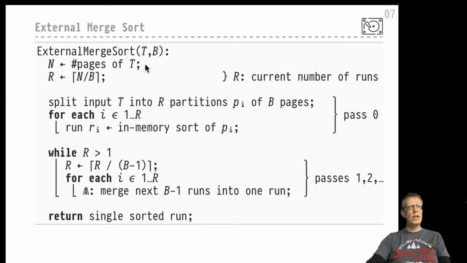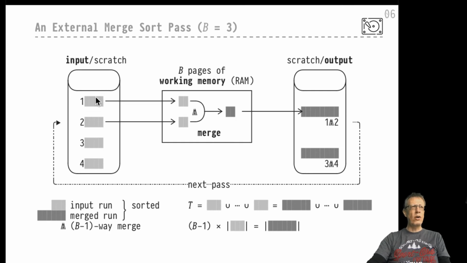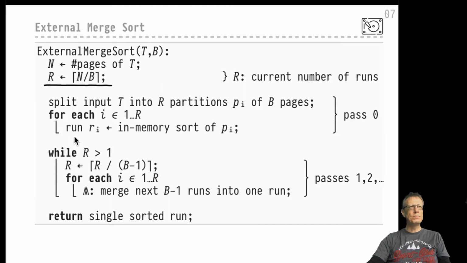So n has been the number of pages in T, we have seen that already. This would be the number of runs that we split our heap file T to in the very beginning. So R is the number of runs that we create in the very first phase of external merge sort. R is 4 in this particular picture, right? So our heap file T has been divided into 4 runs here. Okay, so that would be R. And we determine R by simply dividing n by the buffer size.